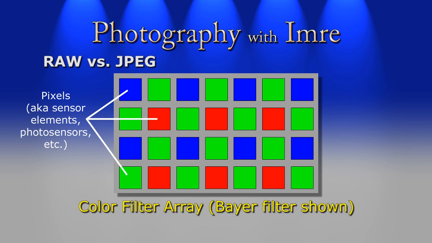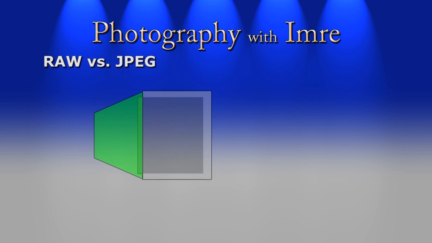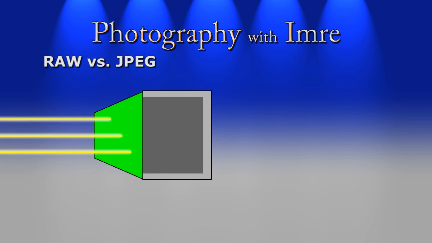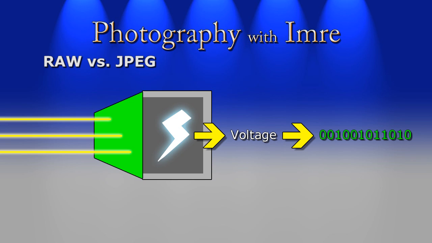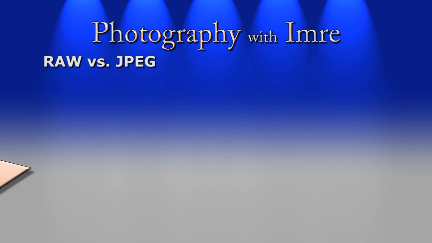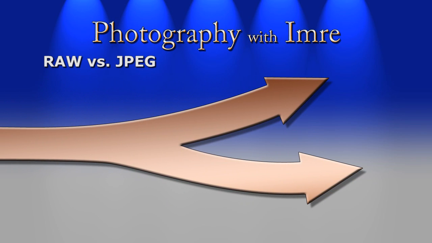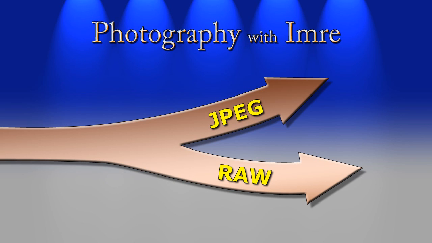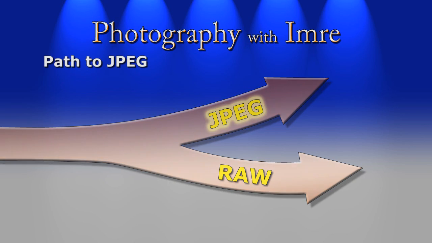Each of those red, green, and blue squares corresponds with a single pixel on the sensor. So as light passes through those red, green, and blue filters, the intensity of the light is recorded as an electrical charge, then converted into a voltage, and finally transformed into data via the circuitry of the camera. At this point, we reach a fork in the road, so to speak, and the path taken depends on whether you've opted to save your photos as RAW or JPEG. Let's continue by taking the road that leads us to the camera saving the photo in JPEG format.